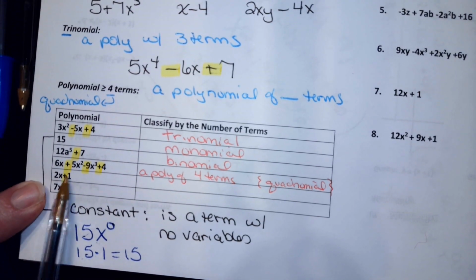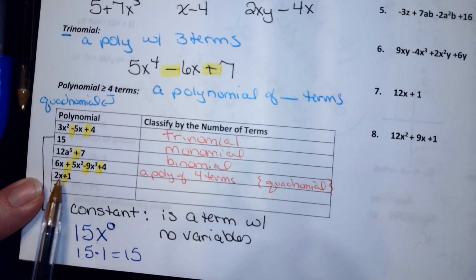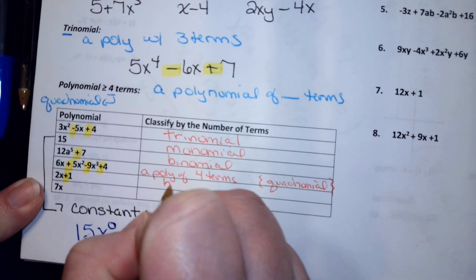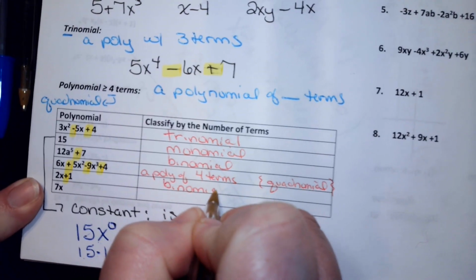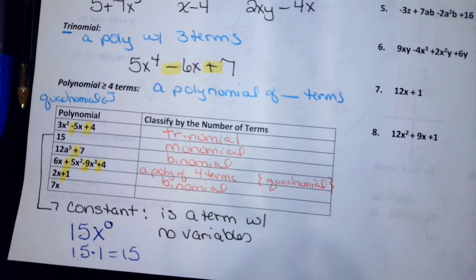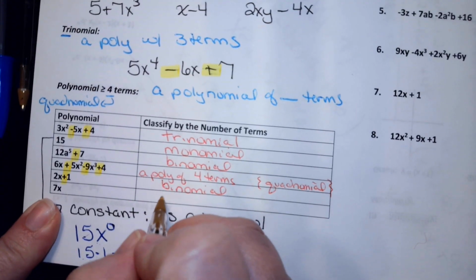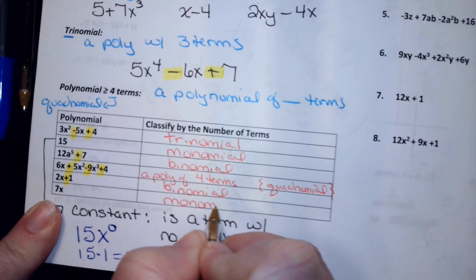All right, 2x plus 1. So here we got an addition, so we got 1 term, 2 terms. So if it's 2 terms, it is a binomial. And then finally, we got 7x. That's just one term. So that's called a monomial.